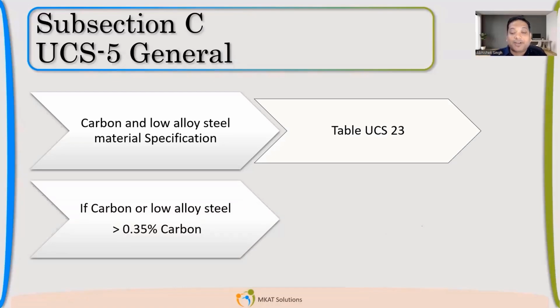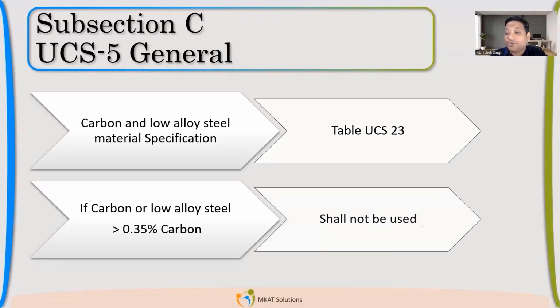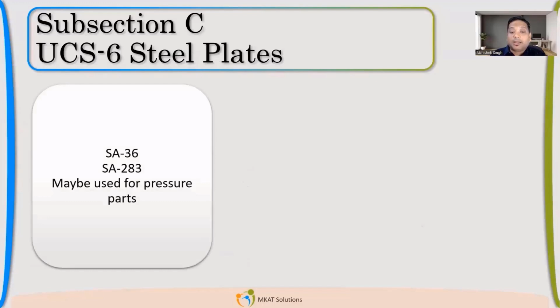So if carbon and low alloy steels have greater than 0.35% carbon, can I use them in Section 8 Division 1? If I have an alloy or carbon steel where the carbon percentage is greater than 0.35, we cannot use it. That is what UCS 5 tells us. We cannot use a carbon or low alloy steel having more than 0.35 percent carbon. Now, other than that, I'm trying to give you points which, as a designer, as quality, or as production, we need to remember.